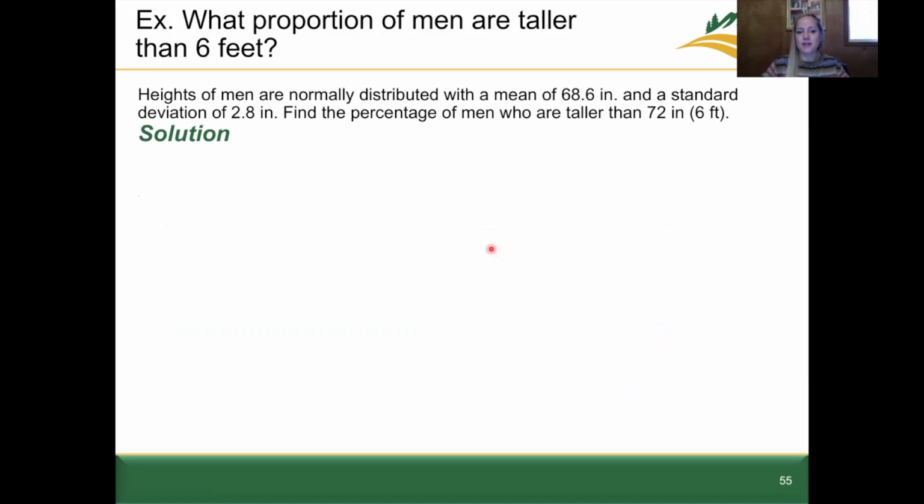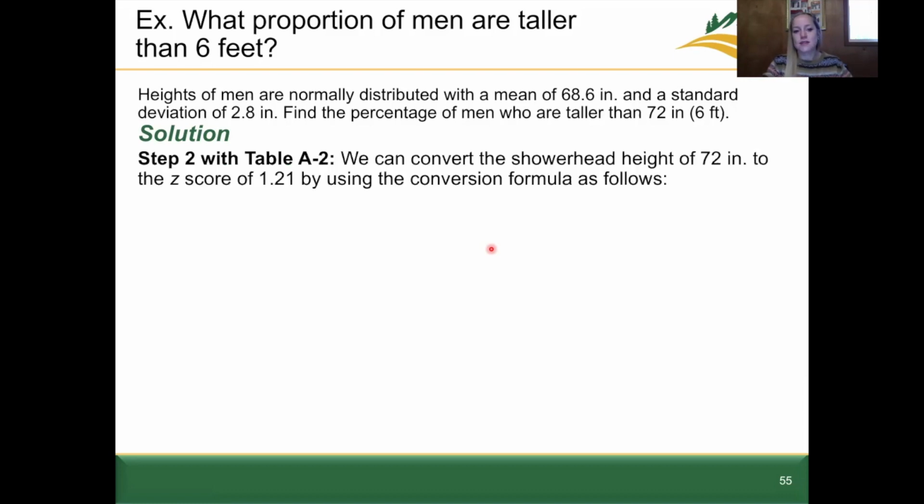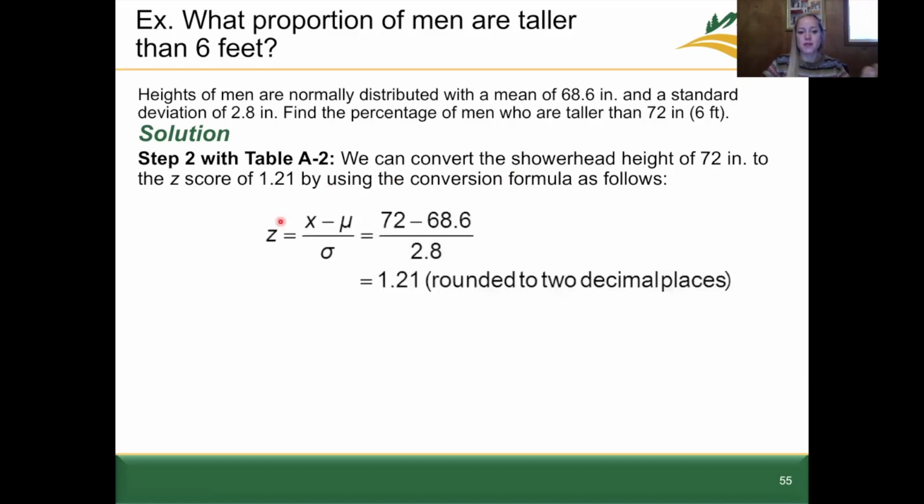As a reminder for Excel, we could plug in our X value, our mean value, our standard deviation value, and our cumulative value. We did not have to convert the X value into a Z-score first. But remember for table A2, all of those values are in terms of the Z-score, not some X value with some random value for the mean and some random value for the standard deviation. So in order to use table A2 here, we first need to convert this X value of 72 inches into a Z-score. To convert an X value into a Z-score, we can use this formula. We need to know the X value itself, the mean value, and the standard deviation value.